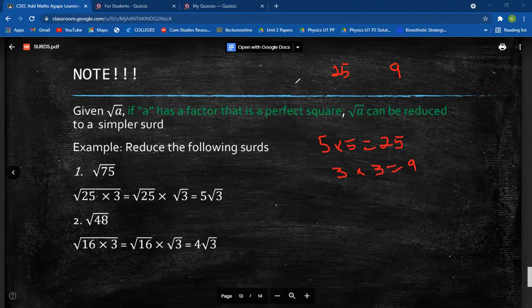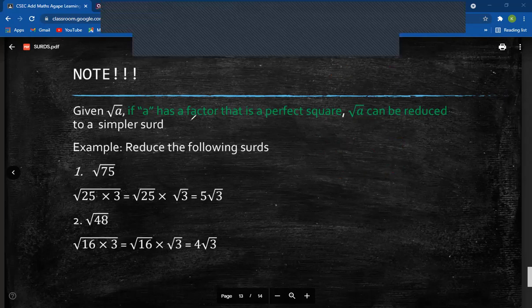Okay. So if a, the number under the square root symbol, has a factor that's a perfect square, that means that that surd could be reduced to a simpler form.